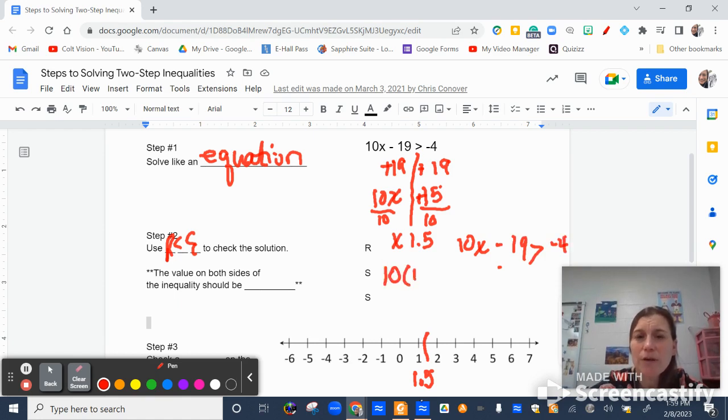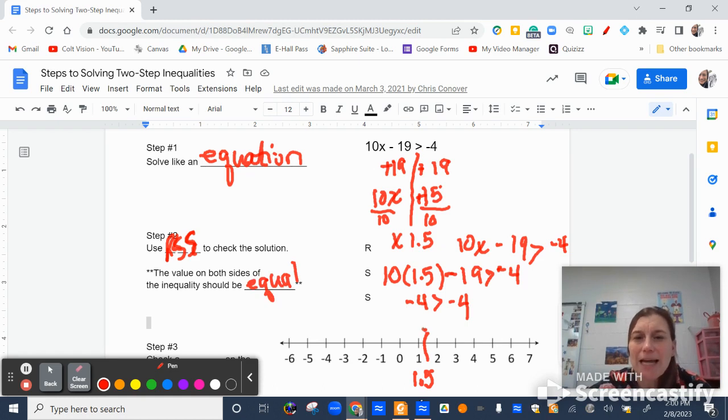So 10 times 1.5 minus 19 is going to equal -4, but in my inequality it's supposed to be greater than -4. So I might think, uh-oh, I didn't get a true statement. Right, you didn't, but that's not what you were looking for in this step. You just want to make sure that you solved correctly. This is RSS. The value of both sides of the inequality should be equal at this part, even though this says greater than.